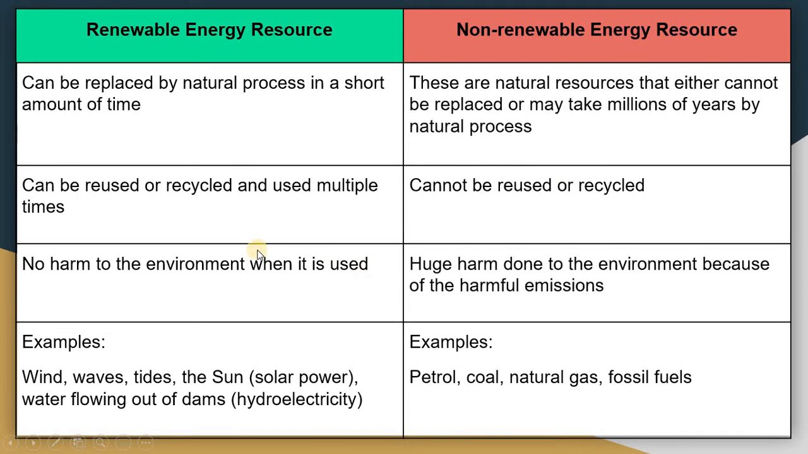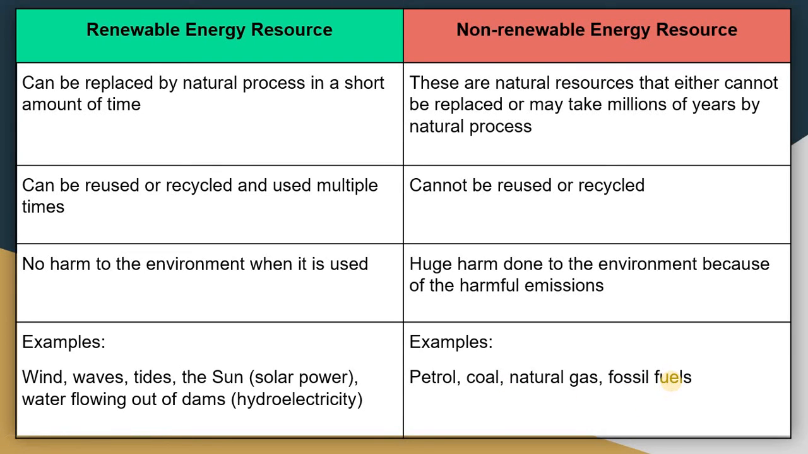And renewable energy resources cause no harm to the environment. I wouldn't say no harm, it will cause much less harm. Whereas non-renewable energy resources will cause a huge harm to the environment because of the harmful emissions. Harmful emissions means that harmful substances are being released. Examples of renewable energy resources are wind, waves, tides, solar power, hydroelectricity. Examples of non-renewable energy resources, we have petrol, coal, natural gas, and fossil fuels.